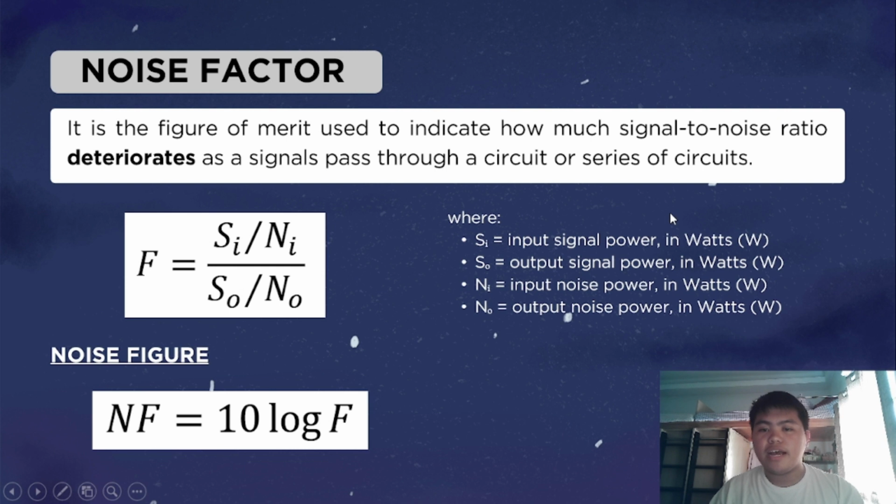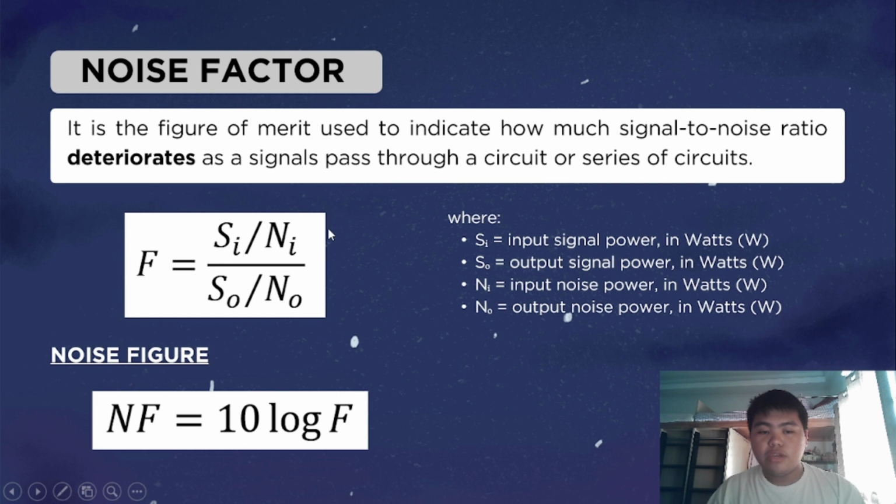Another system that we need to consider is noise factor. It is the figure of merit used to indicate how much the signal to noise ratio deteriorates as a signal passes through a circuit or series of circuits. So it is usually expressed as the ratio of the signal to noise ratio of an input device over the signal to noise ratio at the output device, which we can express with the given equation.